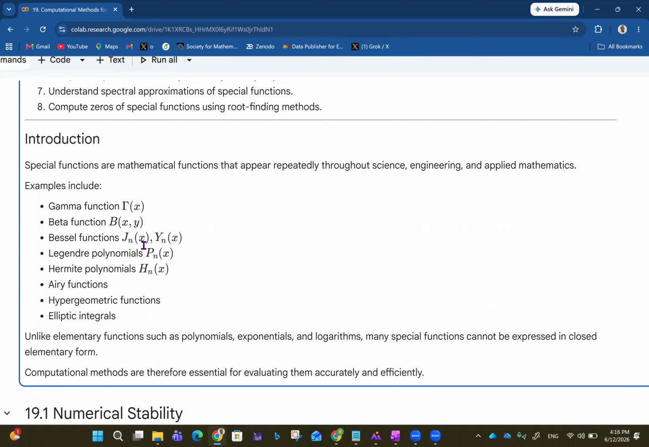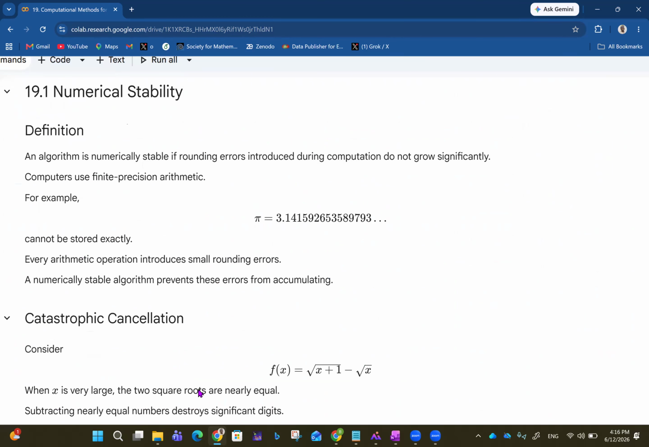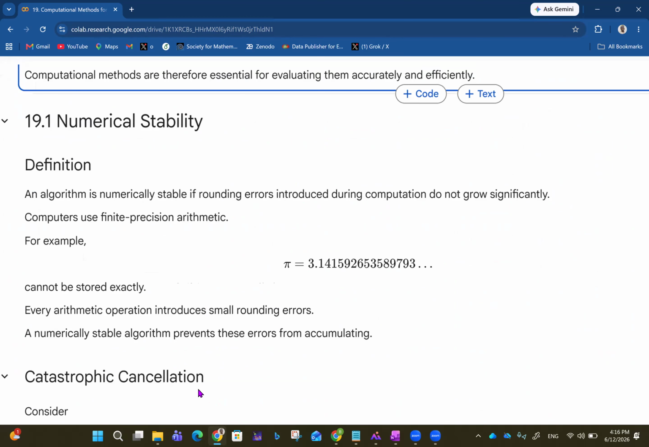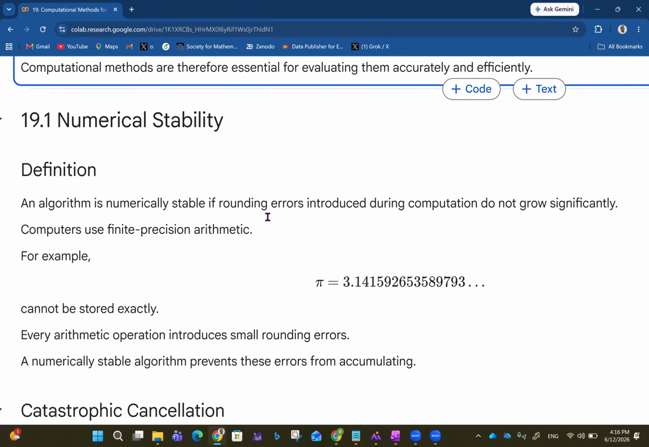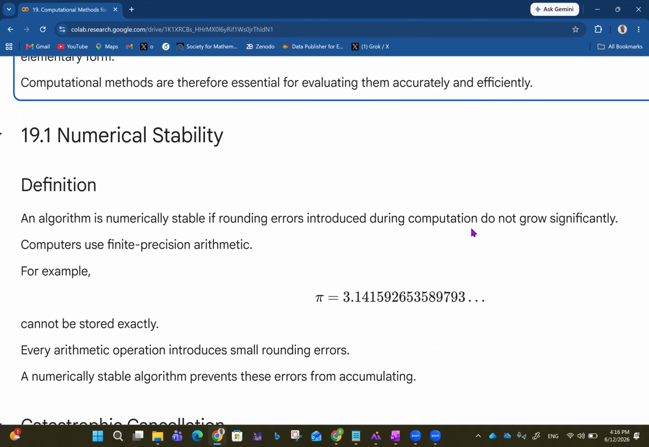We see that these special functions appear repeatedly. Unlike elementary functions such as polynomials, exponentials, and logarithms, many special functions cannot be expressed in closed elementary form. So computational methods are therefore essential for evaluating them accurately and efficiently. First of all, let's deal with the concept of numerical stability. An algorithm is numerically stable if rounding errors introduced during computation do not grow significantly.